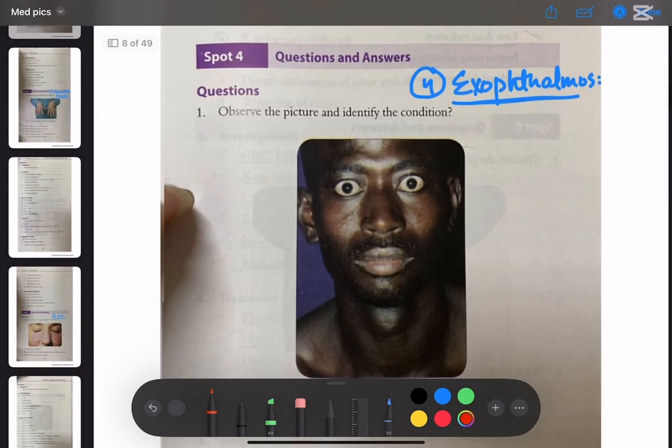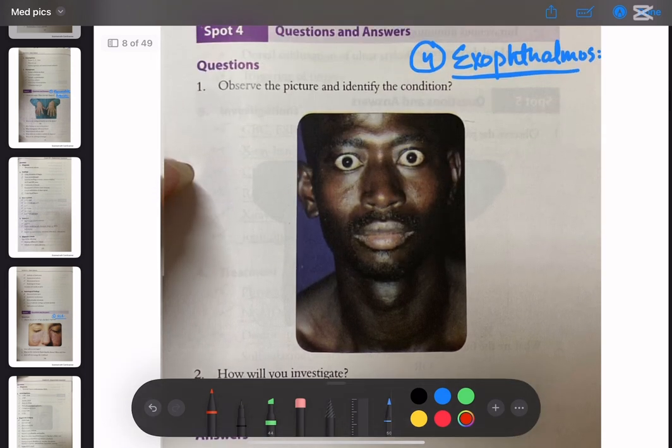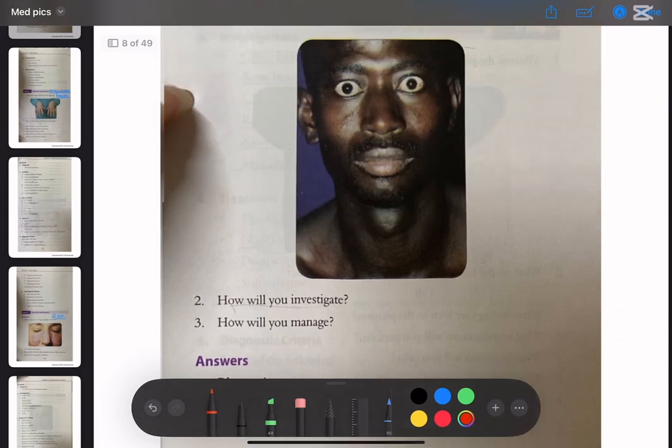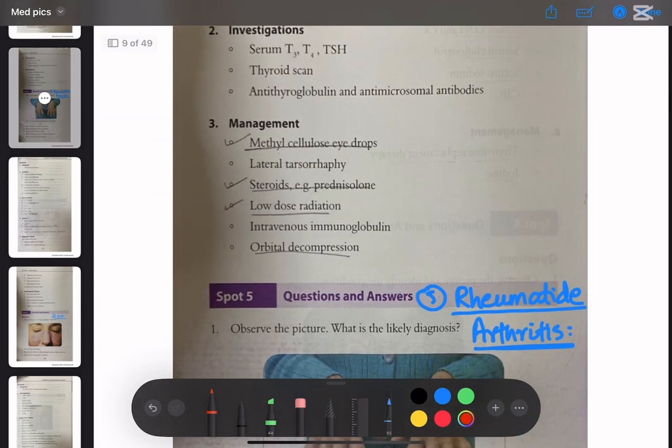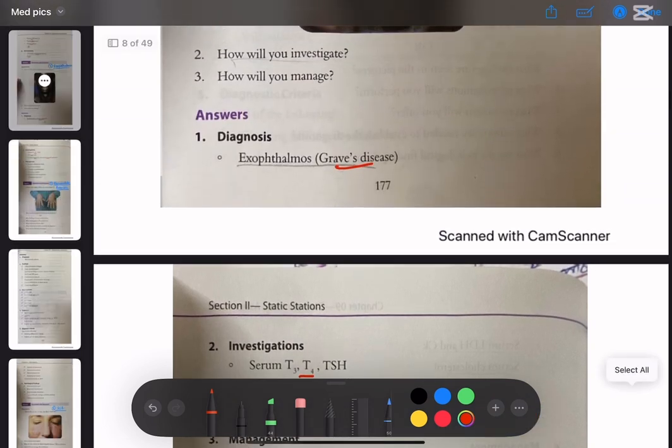Okay, now this is the fourth case, which is exophthalmos. Observe the picture and identify the condition. So this is exophthalmos, that is also known as Graves' disease. Okay, and what are the investigation options and management? So for exophthalmos, T3, T4, and TSH will be done, and thyroid scan is done, and antithyroglobulin and antimicrosomal antibodies are checked. Graves' disease is due to hyperthyroidism. Okay, so in this TSH will be decreased and T3 and T4 will be raised. So these are the investigation options.